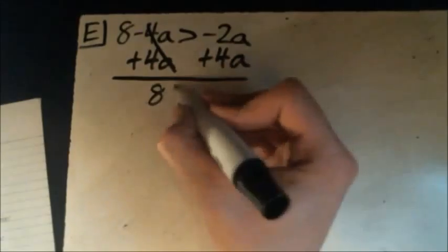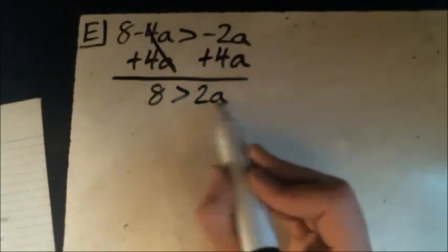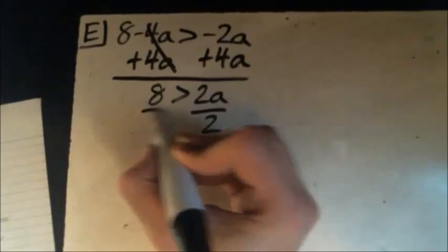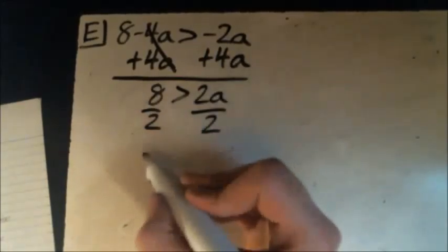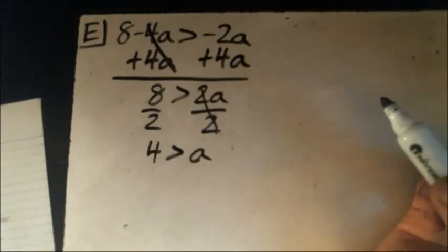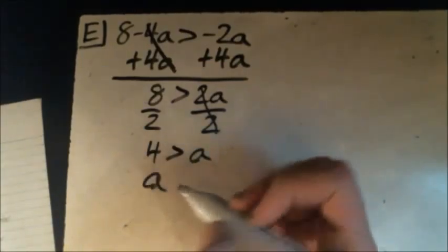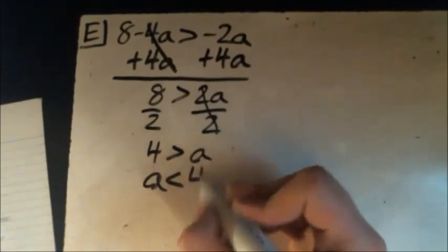So I've got 8, my negative 4a and my positive 4a cross each other out, is greater than negative 2a plus 4a, which is positive 2a. And now I want to get rid of this 2, so seeing that they're being multiplied, I want to divide both sides by 2. So 8 divided by 2 is 4, is greater than, my 2's cross each other out, so I've got 4 is greater than a. Okay, so in order to use my shading trick, I have to get my a on the left side. So I've got to flip this inequality. So I've got a is less than 4.